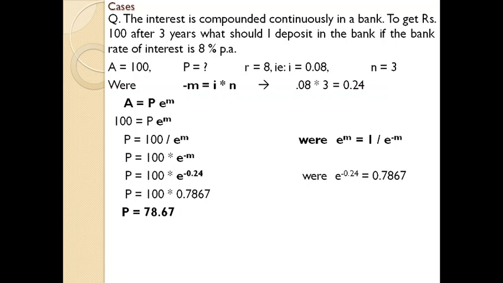So as per the details given in the question, I should deposit 78 rupees 67 paise in the bank, so that after 3 years at 8% continuous compounding I will get 100 rupees. That was the concept of this question. You may find this one quite confusing because we did something which we haven't dealt with in the previous session. It's simple mathematical logic. Just go through it. If you have any doubts, just contact me.